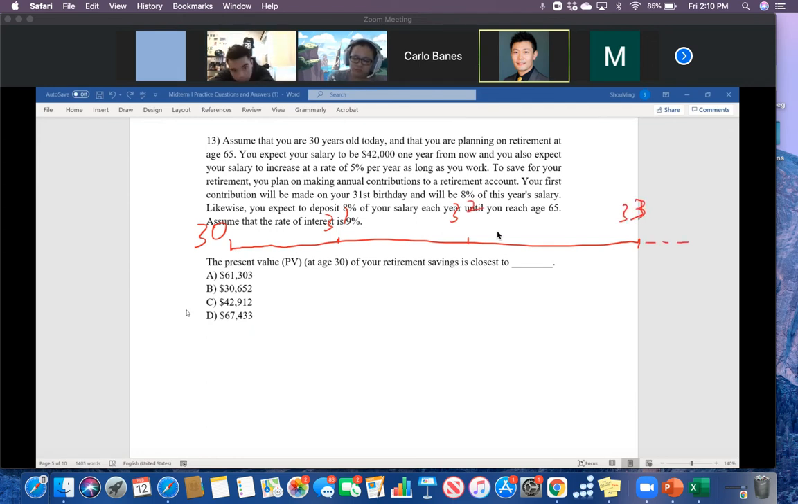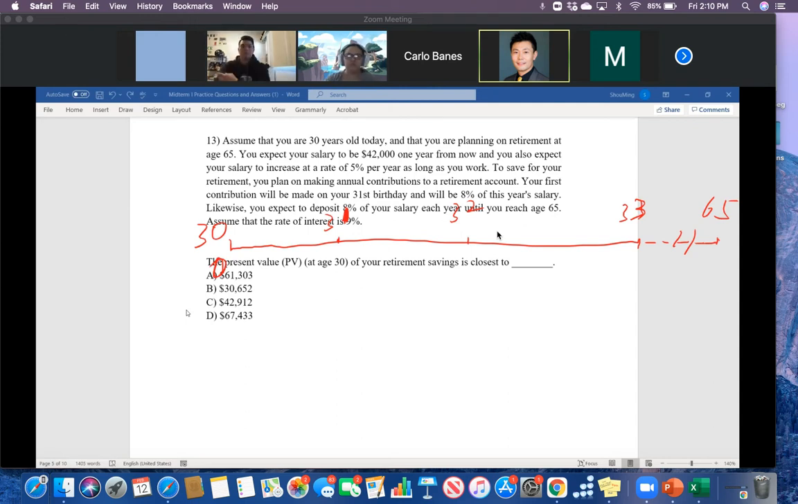33, and until 65, right? Until 65. So we need to match. We need to put the cash flow into this timeline. So of course today, this year you will not deposit anything, right? So here should be 0.